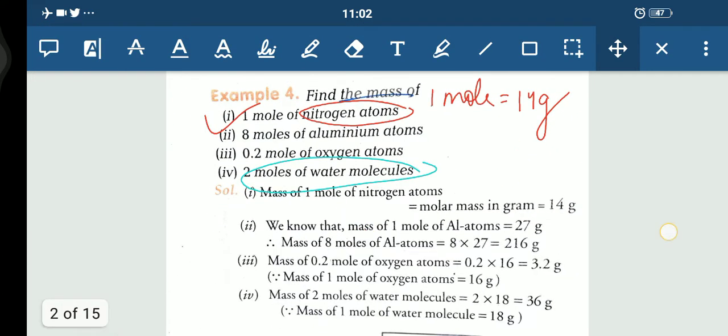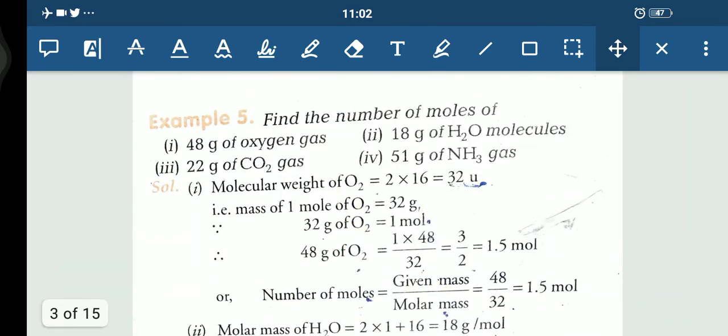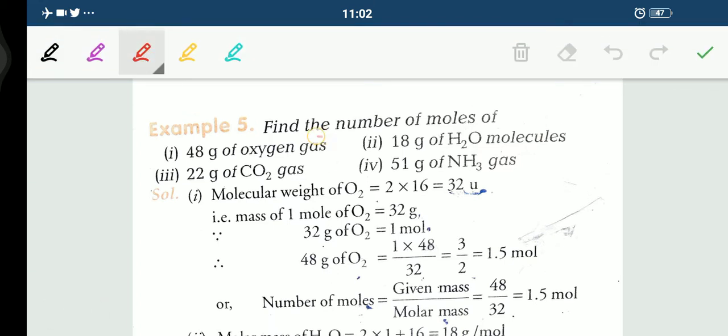Okay, it is as simple as that. Now the next question is, we need to find out the number of moles in 48 gram of oxygen gas. Now listen to me very carefully. We'll be doing it by both the methods.